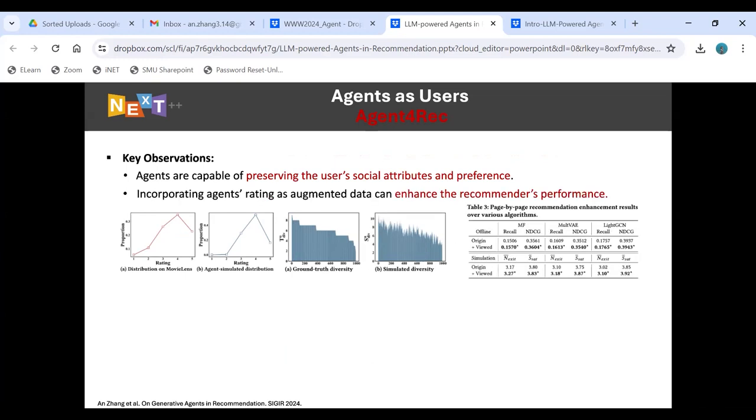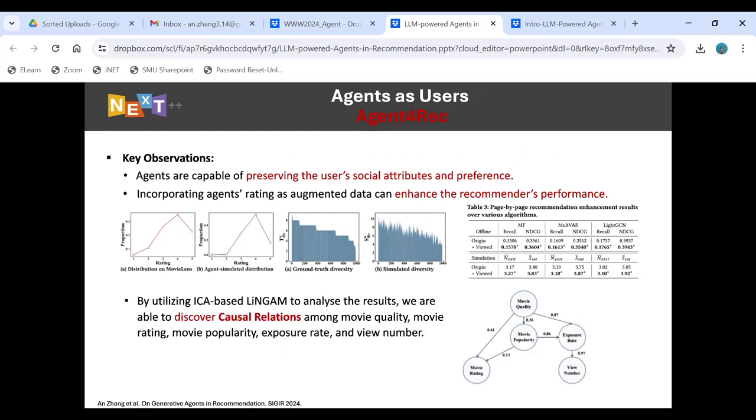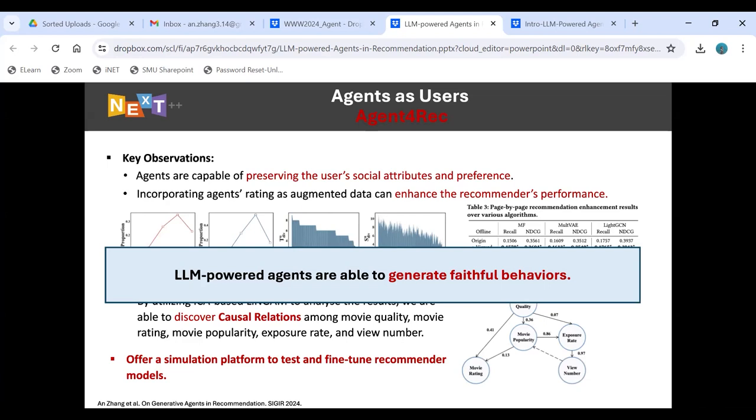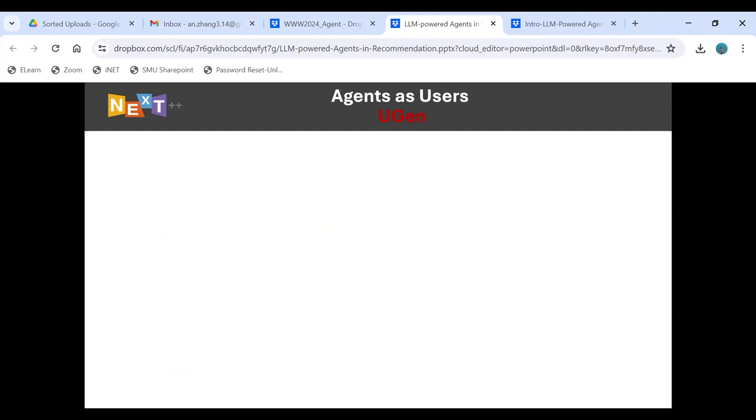The second finding is that when we incorporate the agents' ratings as augmented data, we can enhance recommender performance. The third one is very interesting. We use the LiNGAM algorithm to try to discover the causal relationships among movie quality, movie rating, and some other variables. We can learn a causal graph here. We could never do this before without this kind of simulation platform. As a result, Agent4Rank offers a simulation platform to test and help us fine-tune recommender models. So we find that large language model powered agents are able to generate faithful behaviors. The second one is that we find Agent4Rank is zero-shot, right?